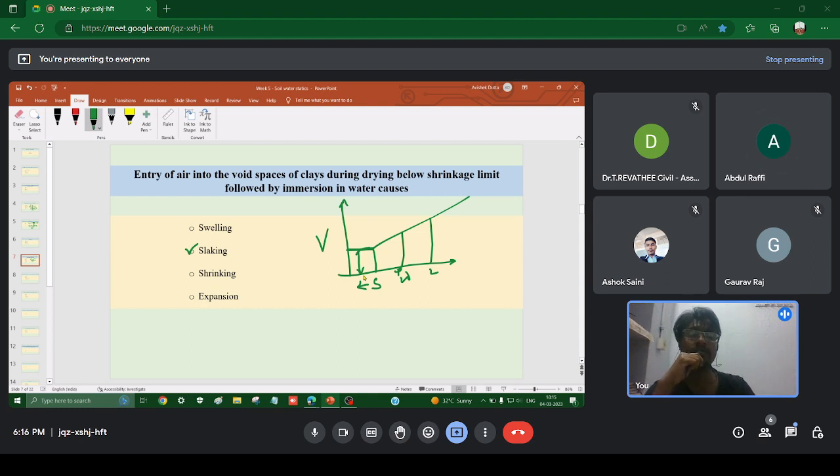That disintegration of the clay particles due to this high pressure, due to immersion in water, which was previously preceded by drying below shrinkage limit, forms slaking. So there are some steps. First of all, you need to dry the sample below shrinkage limit and then immerse it in water, and then water enters into the voids where air was present previously, and then because of the high pressure of the water in the meniscus, the soil particles start disintegrating, and this process is called slaking. So is the mechanism of slaking clear?